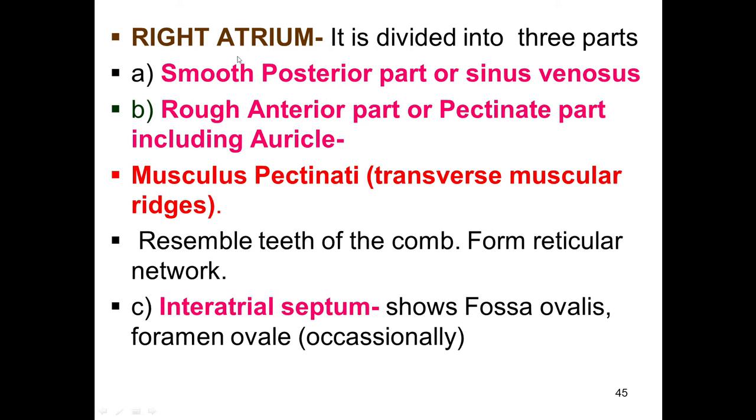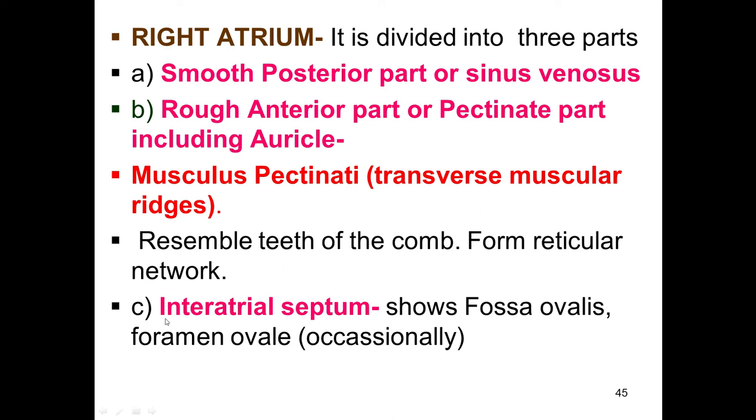Let's revise once again. Smooth posterior part or the sinus venosus, rough anterior part or the pectinate part, which includes the auricle also, and there is one more important feature of the rough anterior part, known as musculi pectinati. These are the transverse muscular ridges, and they resemble the teeth of the comb. Every day you comb, so whenever you see the teeth of the comb, remember the musculi pectinati. They form a reticular network.